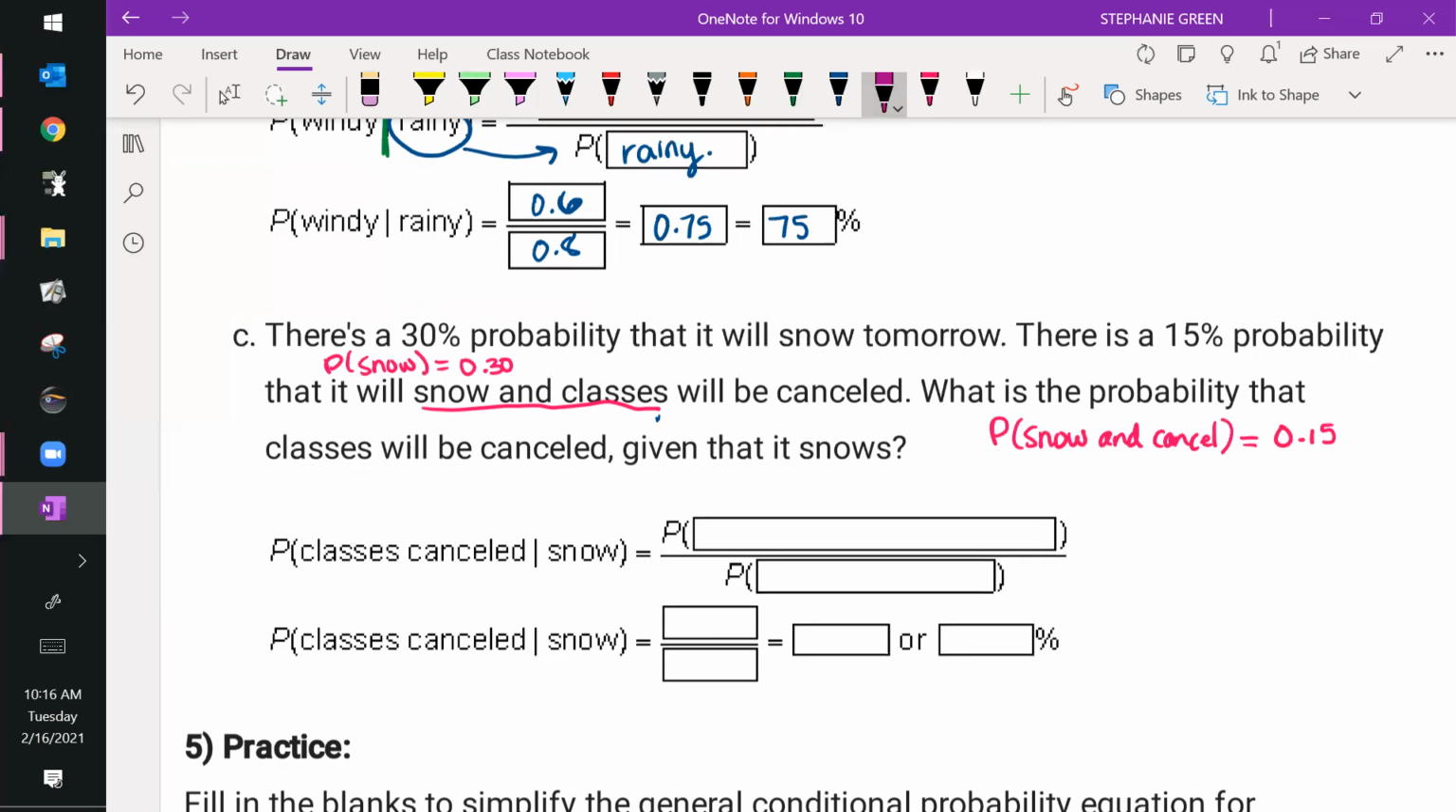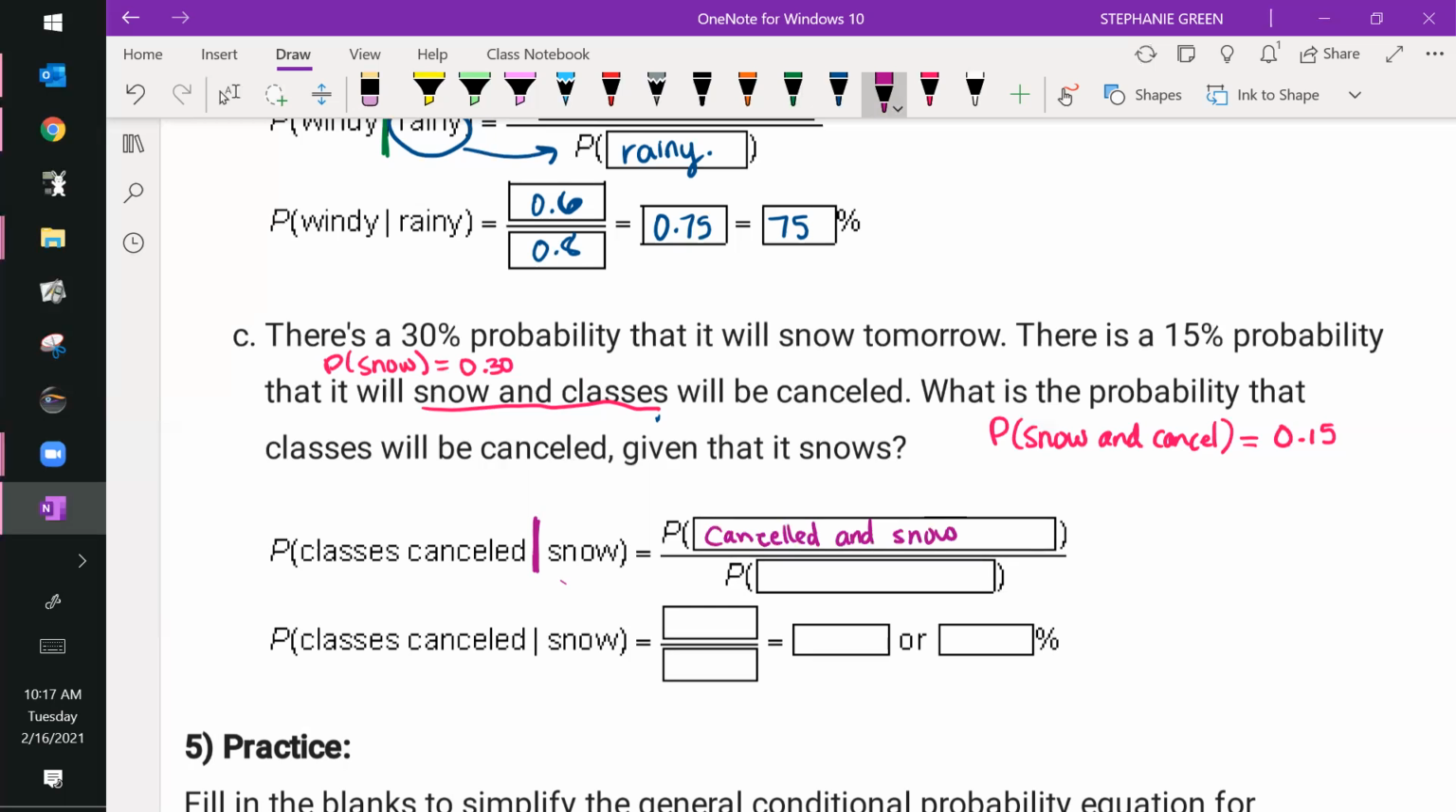So let's make sure they wrote this correctly. The condition should be second. The probability that classes will be canceled given that it snows. Good. So on the top, we have our intersection, classes canceled, and it snowed.